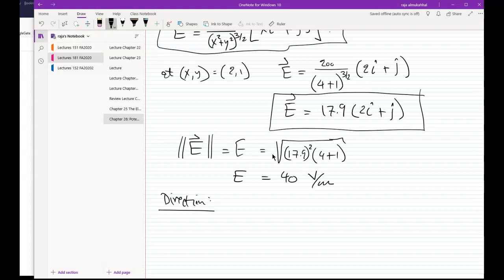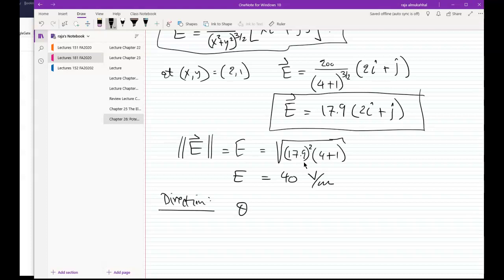Hold on. I am skeptical about my answer here. Let me check it again. I'm sorry, maybe some of you are screaming at me, saying that I'm wrong. Times 5, and then I take the square root of that, and I got 40. Okay, I hope it's right. So I got 40 here, and then the direction. How do I find the direction, guys?